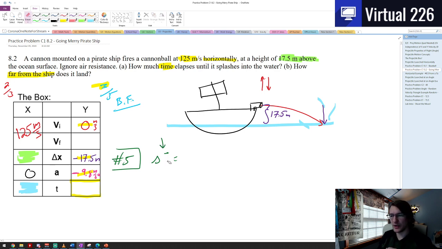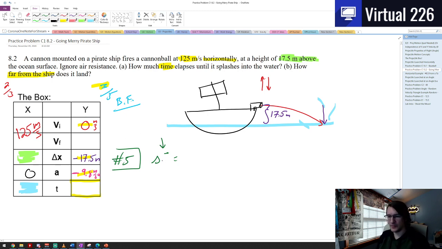Some people like to write this, in our case, as delta y, because we're on the y side of things and it's moving up and down. But I'm just saying delta x is a general displacement. In our case, we're talking about up and down for the y side of the problem. If we were on the x side, we're talking about the x side of things.